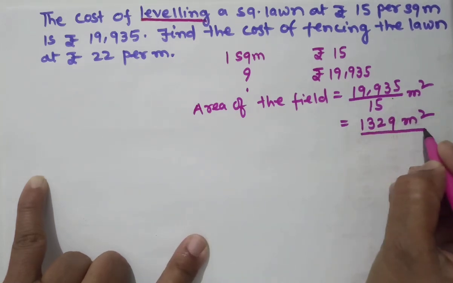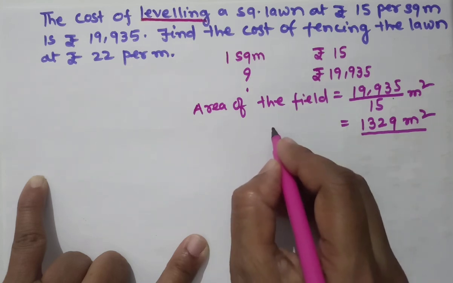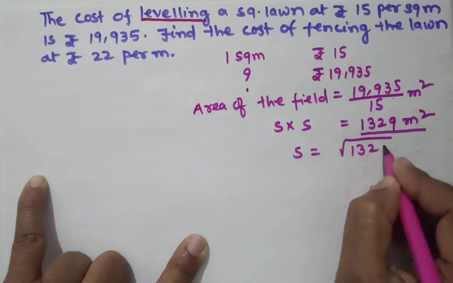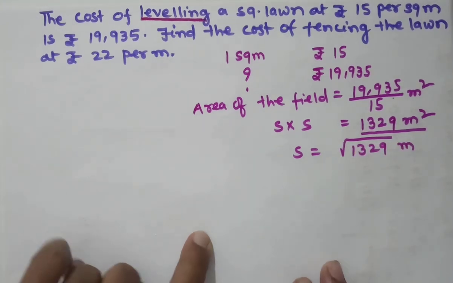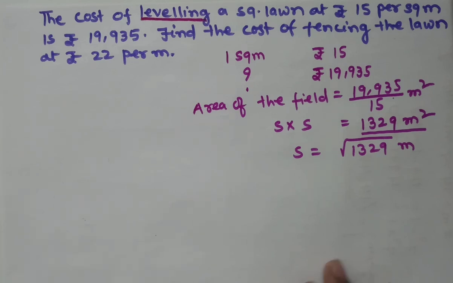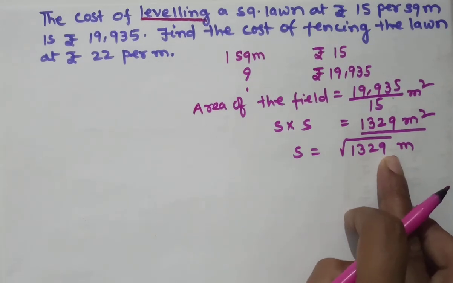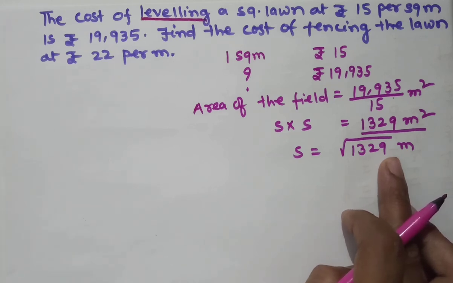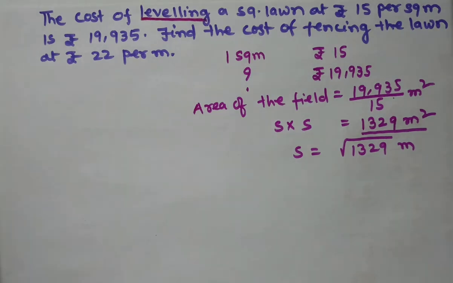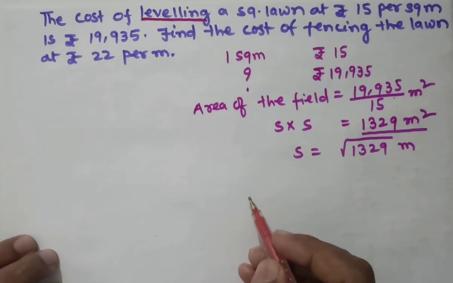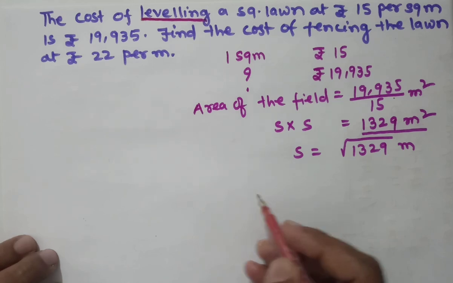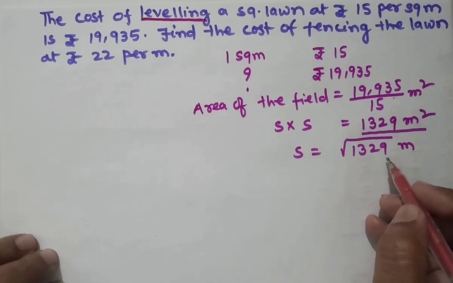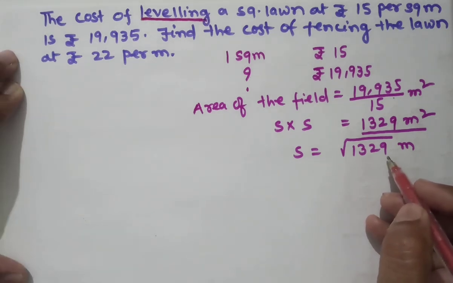Now this is the area of the field. Area of the field means side into side. So your side will be root of 1329 meters. Now how to find the root? Looking at 1329, we have 9 in the units place. But even though it has 9 in the units place, we cannot give any guarantee that it will be a perfect square, because 9 is a perfect square but 19 is not a perfect square. So getting 9 in the units place doesn't guarantee that it is a perfect square. So it would be better to go for the division method.